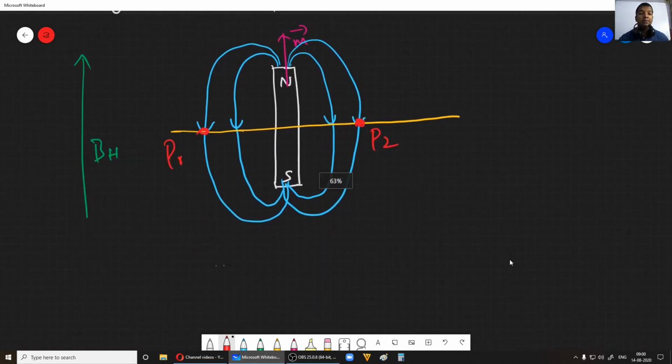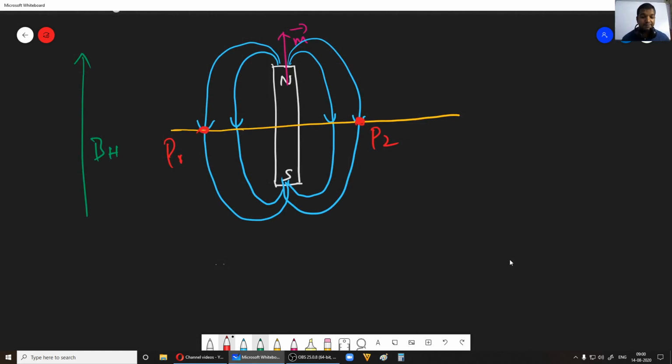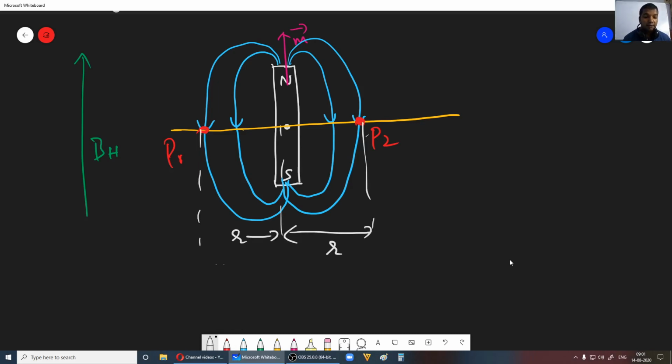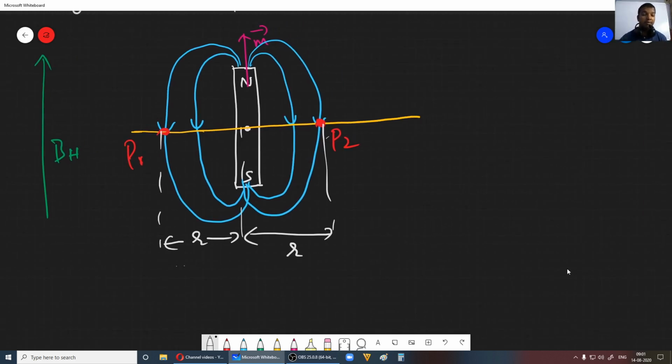Its location from the center of the bar magnet is at a distance of say r. P2 and P1 both of them are at a distance r. This is how we used to take when we substitute in the formula. Fine. Now say P1 and P2 are the neutral points.